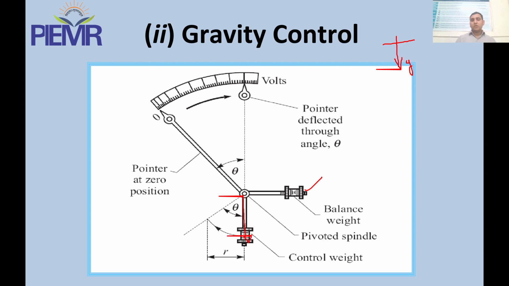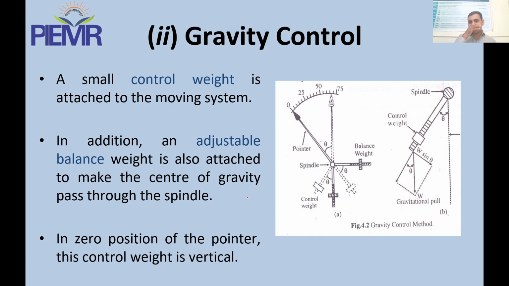Now, what is the function of this particular force? When the pointer moves to some position, the balance weight and the control weight provide some effect. You will see in the right-hand side figure, when the pointer moves from position A to position B, the balance weight acts in one direction and the controlling weight acts in another direction.